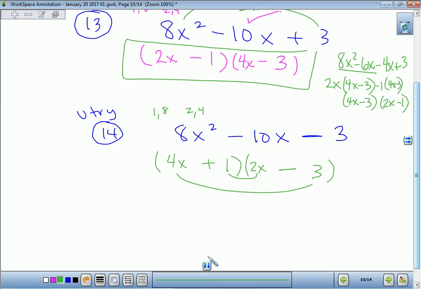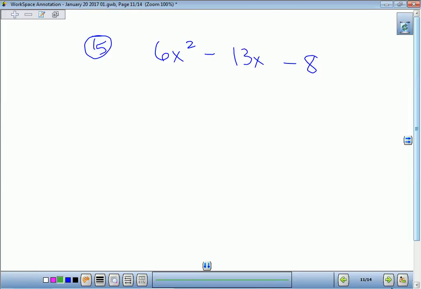Okay, so on tonight's homework, the only method I want you using is trial and error if there's a leading coefficient. Now, can trial and error be a little more frustrating at times? Yes. If the leading coefficient has multiple factors and your constant has multiple factors, it can be a little more frustrating. And at that point, I'm okay with you using one of those longer methods. I don't remember the longer method. I'm not going to show you the longer method. I forgot them.